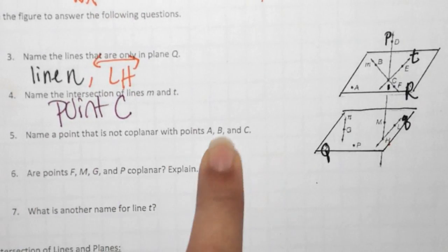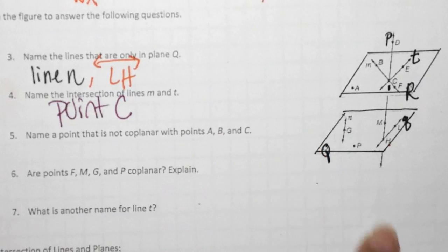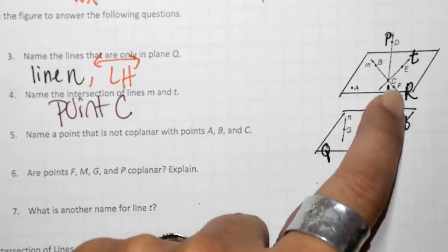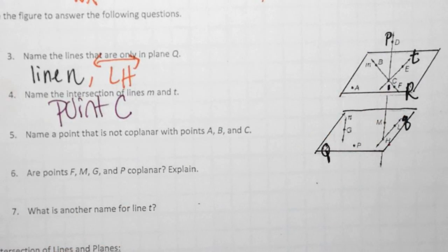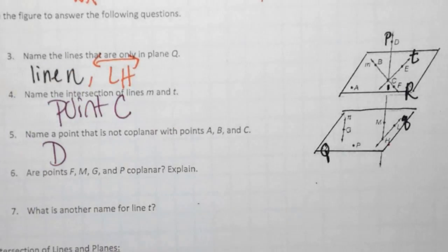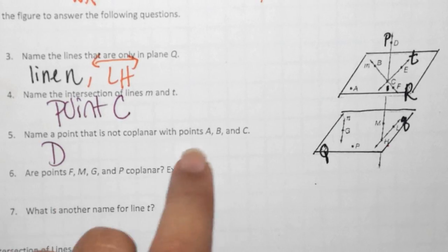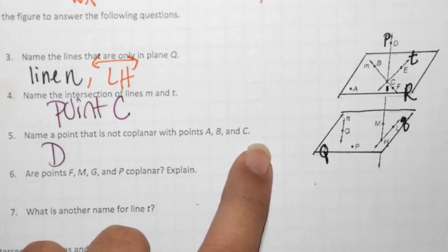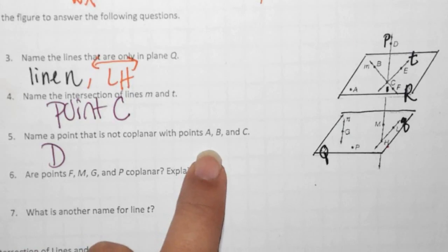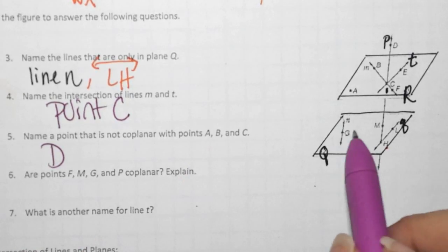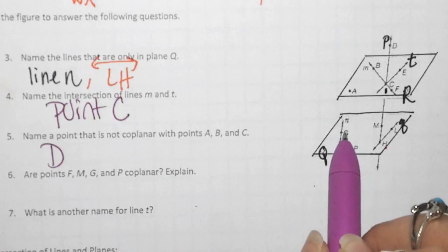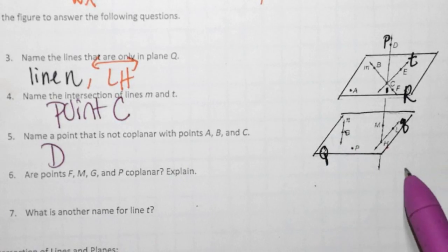Alright, name a point that is not coplanar with A, B, and C. So A, B, and C are up here. What's not coplanar with it? D. Yeah? Alright, what else? It says that's not coplanar with A, B, and C. A is A. E. What about G? G is on plane Q, right?